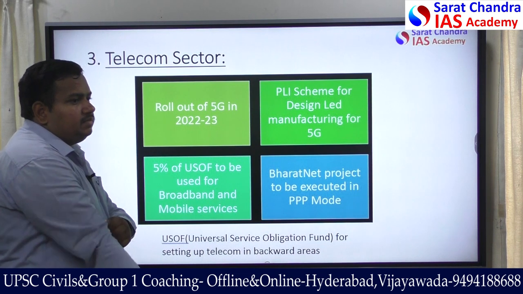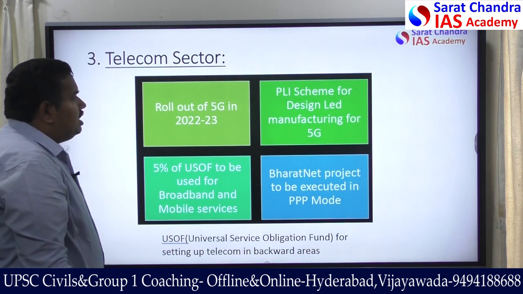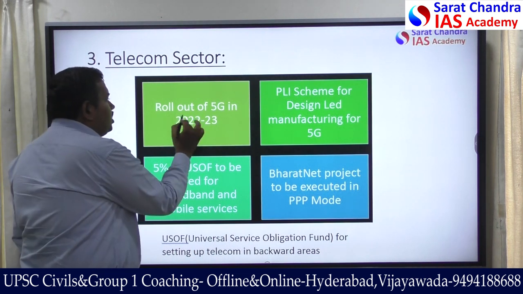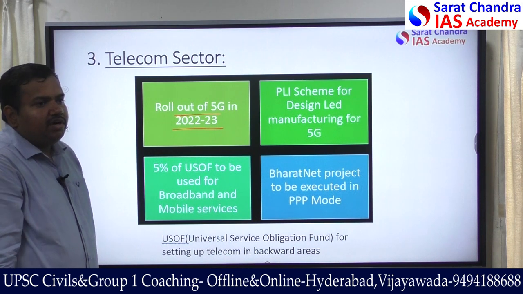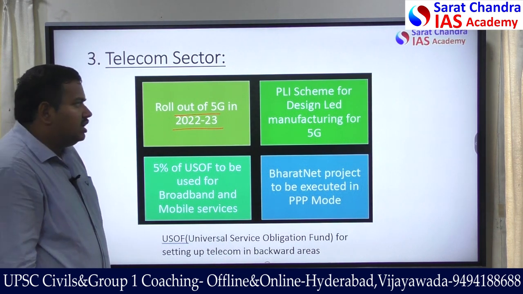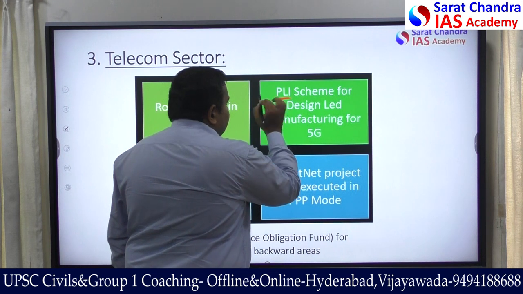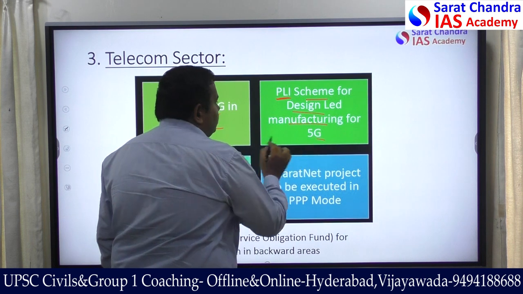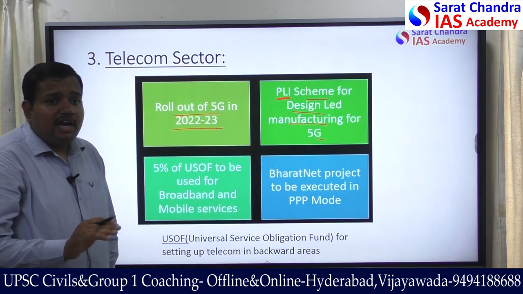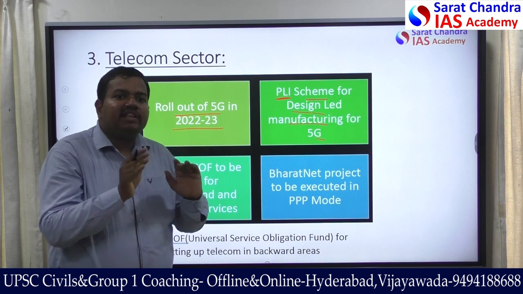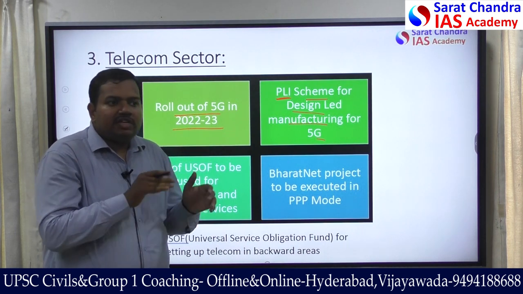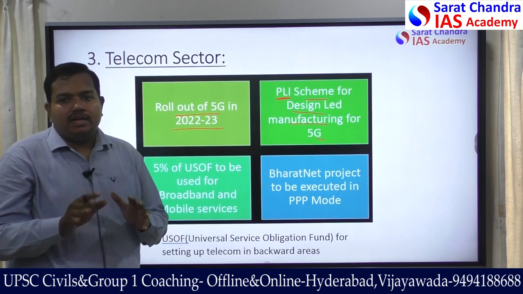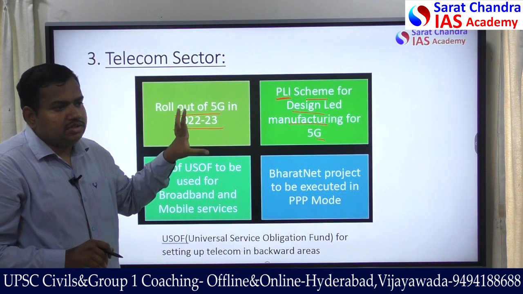So next, telecom sector. So with respect to the telecom sector, what are the new initiatives that are being implemented? So first, rollout of 5G in India by 2022-23, in the next financial year. Similarly, what is PLI? Production linked incentives scheme for the design led manufacturing of 5G. Design led manufacturing means we should not import even the design from other countries. So starting from design to everything, it has to be done in India. So for those production linked, we are going to provide incentives.